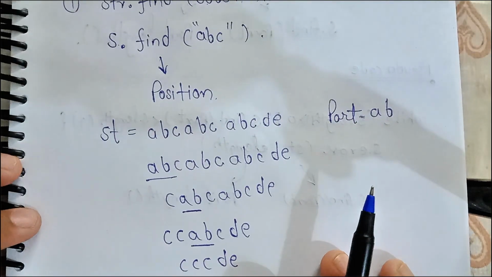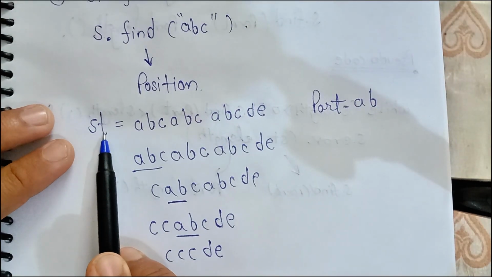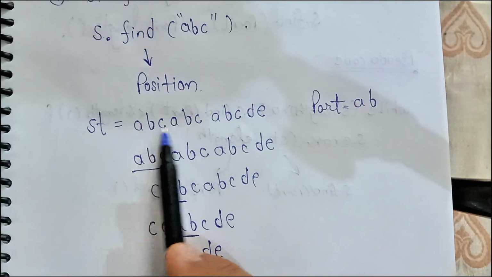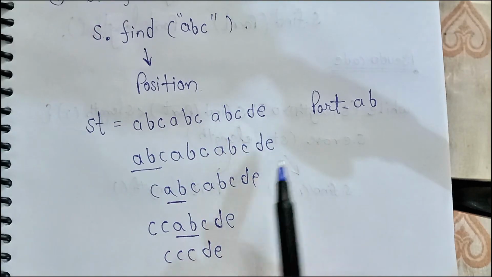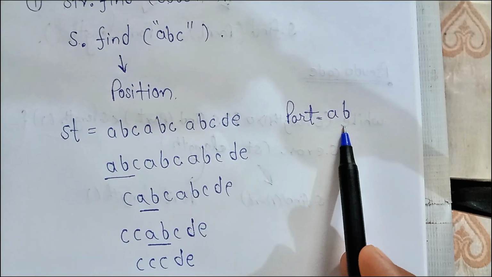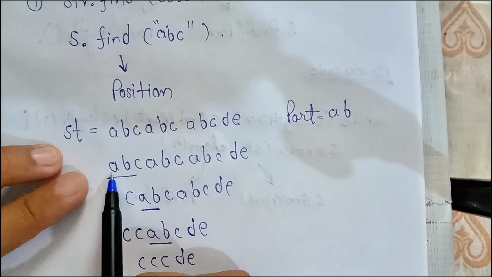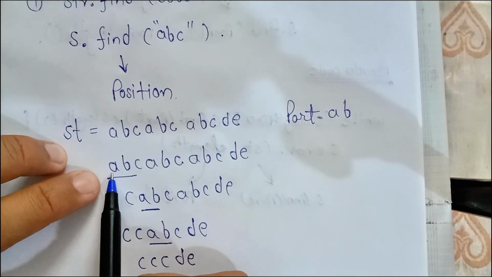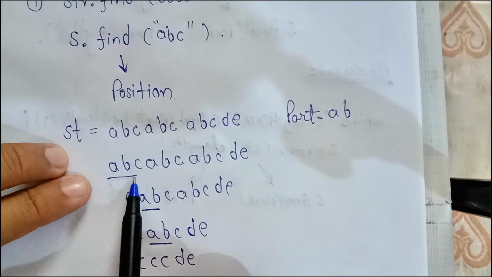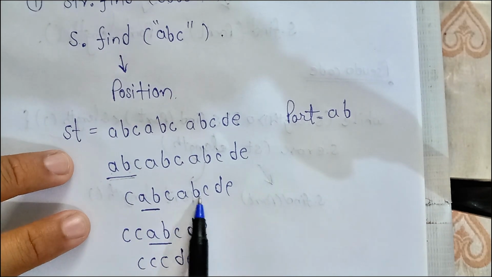Here we have one more example. We have st, the string name, which is abcabcabcde. Again we need ab to be removed from this string. First we check from the first index. We have a, after that we need to find b. B is also there. So we remove ab and create a new string cabcabcde.